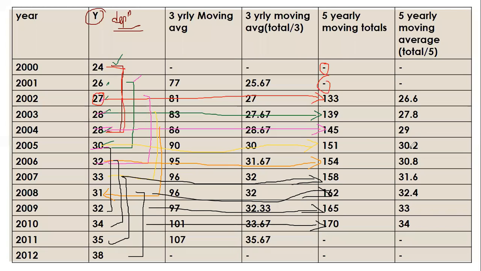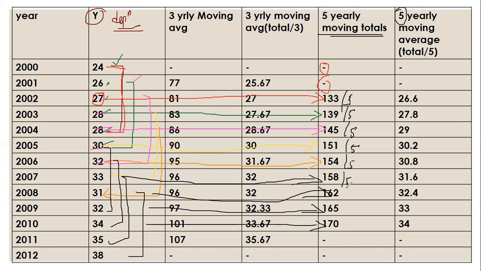Okay. Now this is called as 5-year moving total. Now we are supposed to find out 5-year moving average. What we are supposed to do is we have to just divide all of these numbers by 5. Why we are supposed to take 5? Because it is 5-yearly moving average. So divide every number by 5.